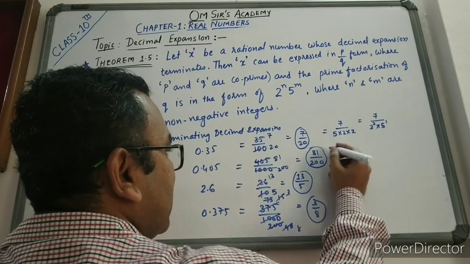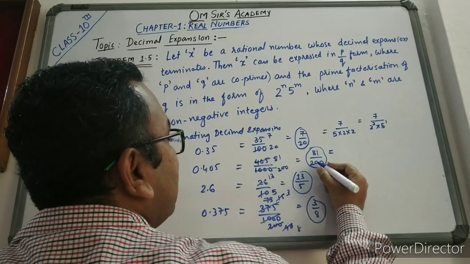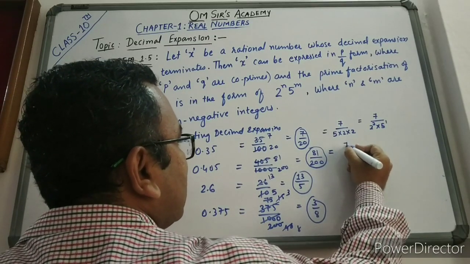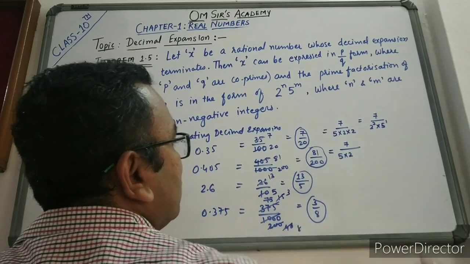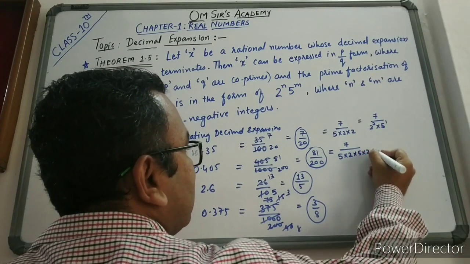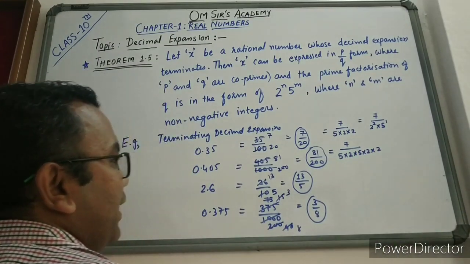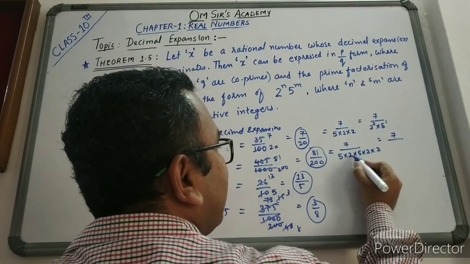Is it clear? Again in the next sum, let us find out the prime factors of 200. So 5 into 2 is 10, 10 into 2 is 100, 10 into 10 into 2 is 200. So we can express this as, how many 2s are there?